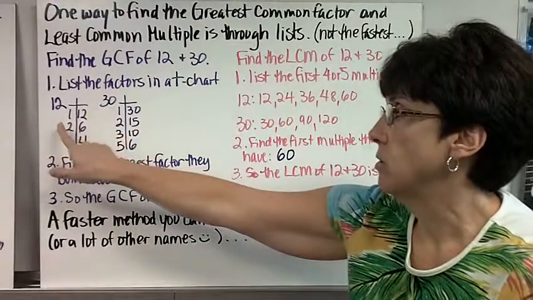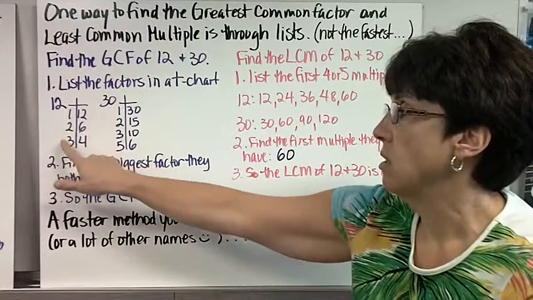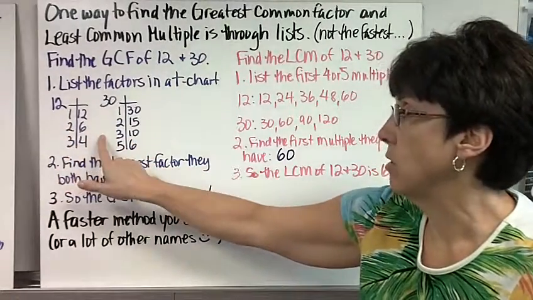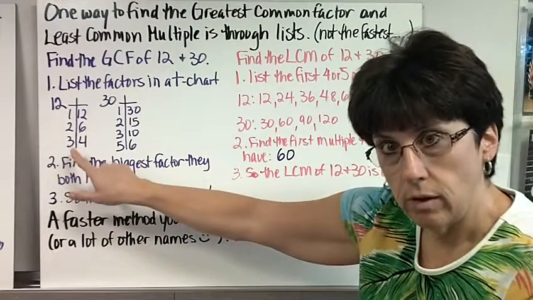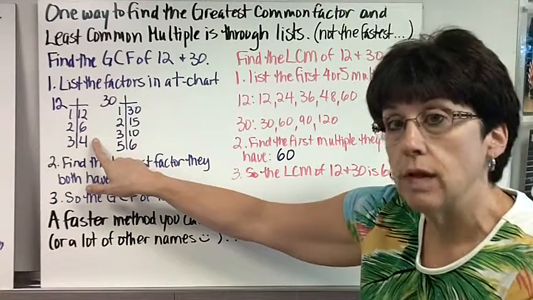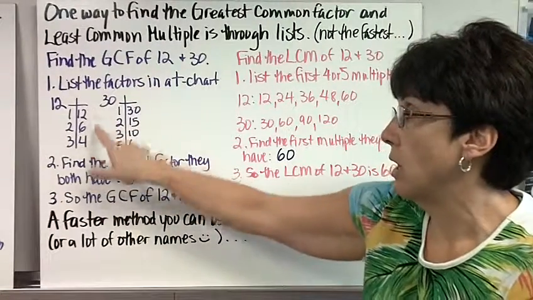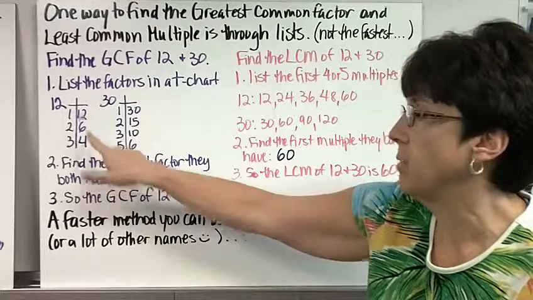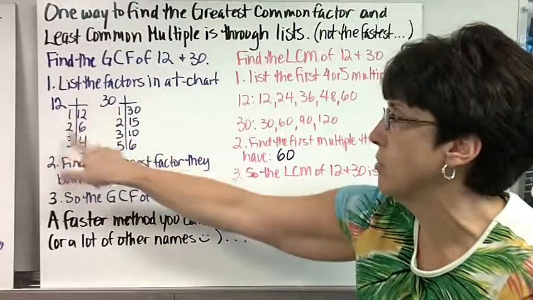1 times 12, 2. 2 times 6, 3. 3 times 4. And now the next number is 4, and 4 is already written down on the other side of the T-chart, so I know that I am finished with all of the factors of 12. Sorry, I was looking at the 30, of the 12.